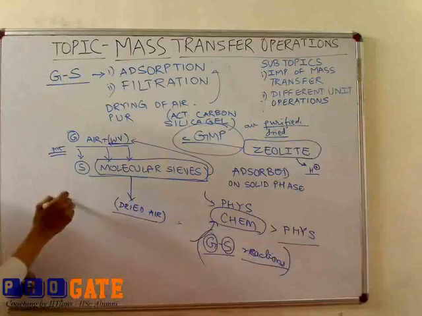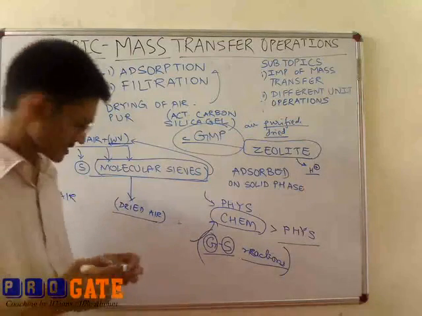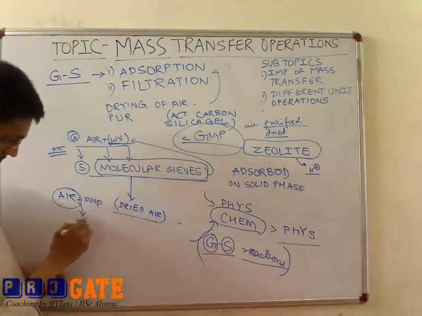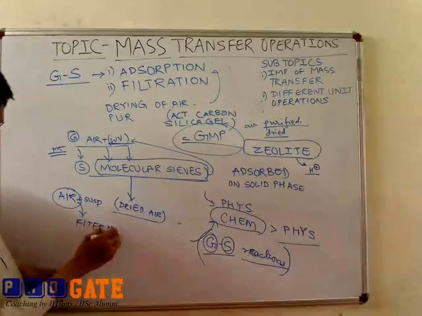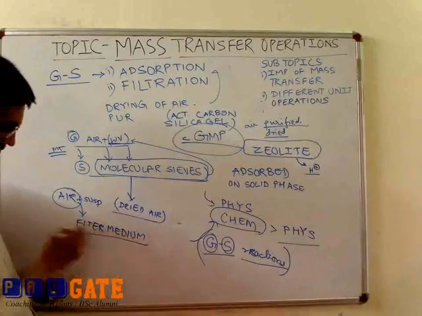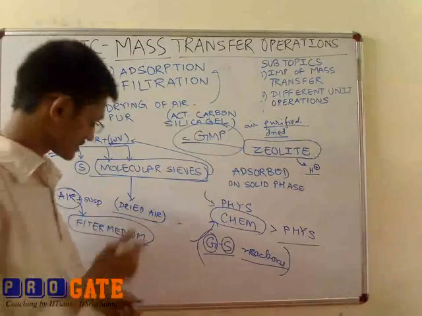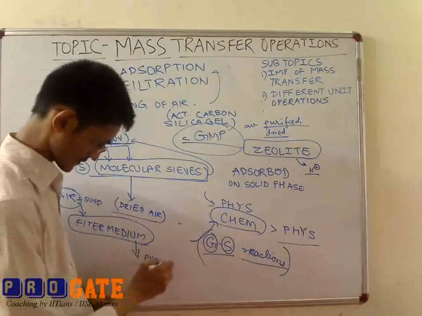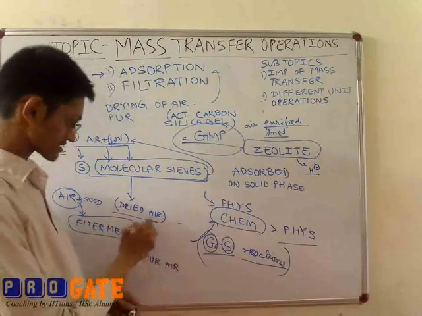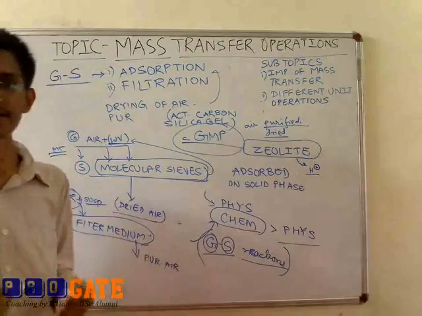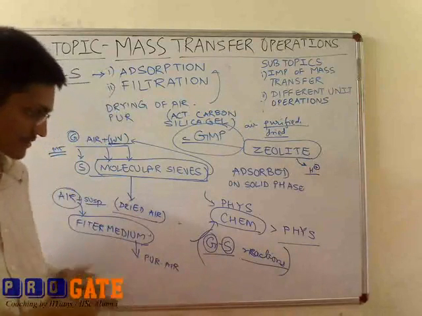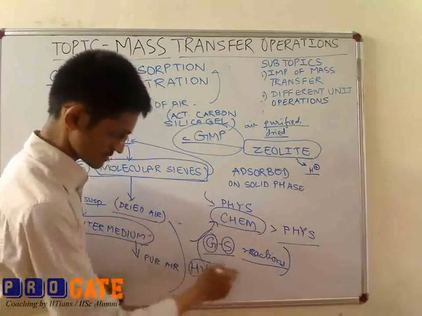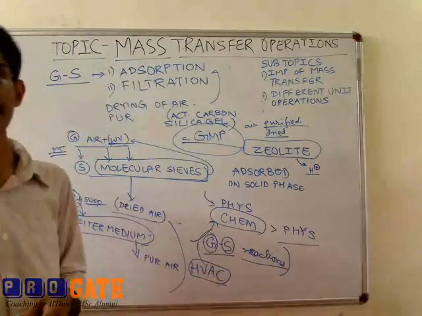Filtration, again air may have some suspended particles which are to be filtered. So this air with suspended particles passes through the filter medium. This filter medium would then lead to the purified air. So it's basically the filter medium removing the suspended particles present in the air, and hence we get the purified air. This is what is made use of in HVAC system, that is heat, ventilation and air conditioning system.